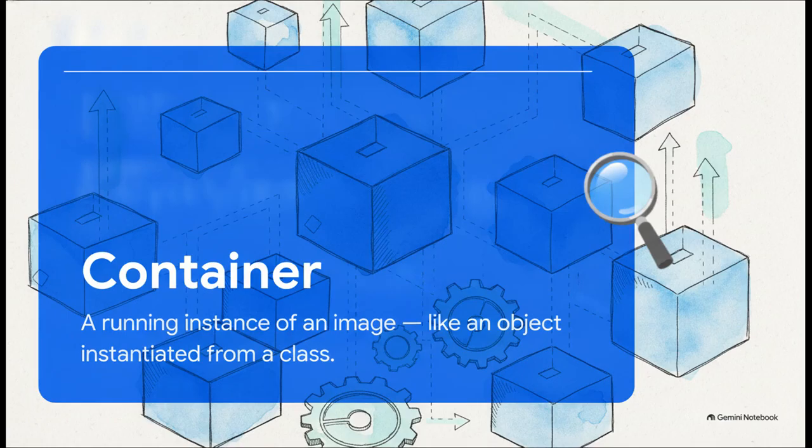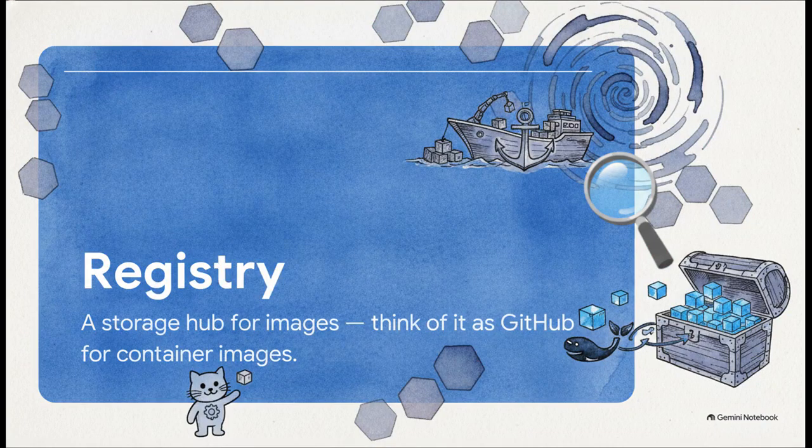Next is the container. A container is simply a running instance of that image. And this brilliantly illustrates our OOP metaphor. If the image is the class, the container is the object instantiated from that class. Because of this architecture, you can run dozens or even hundreds of identical, completely independent containers simultaneously from just one single image. Then, of course, we have the registry, which is a storage hub for all of your images.